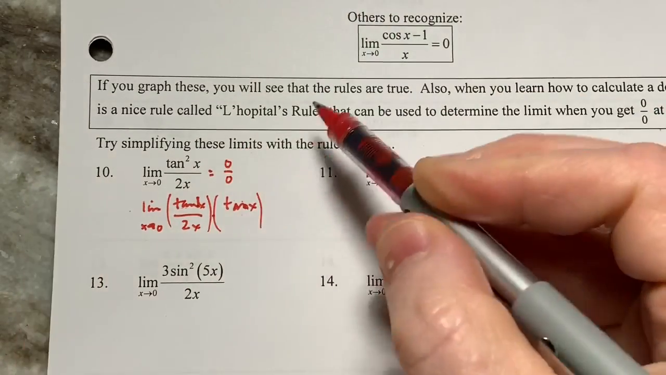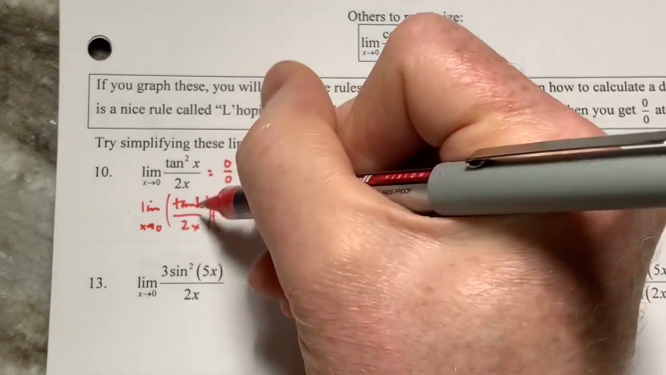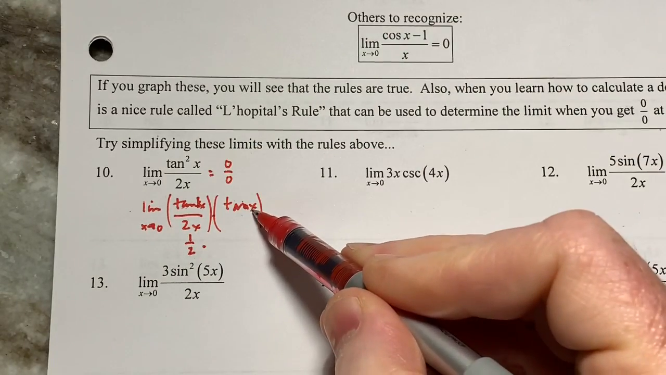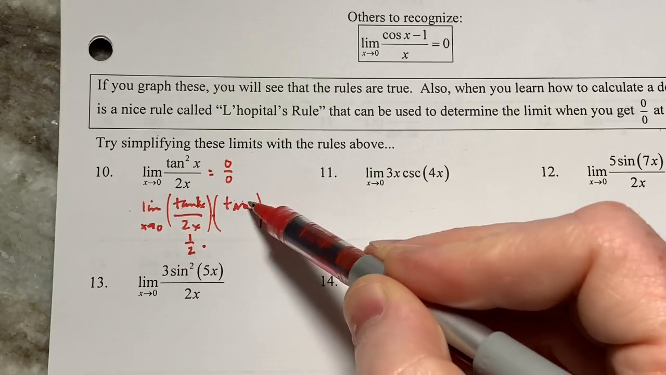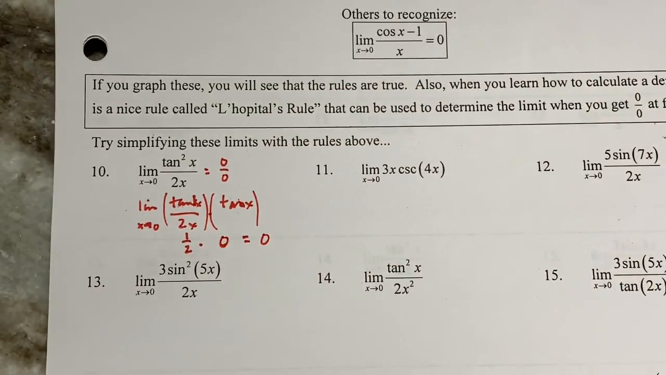So I'm doing this because of this. I'm rewriting it. And then look, this right here, according to my rule above, is equal to 1 over 2, A over B, 1/2. And this is a rule from the prior sheet. Well, actually, I don't even need a rule. If I plug a 0 in there, what's tangent of 0? 0. So 1/2 times 0 is 0.